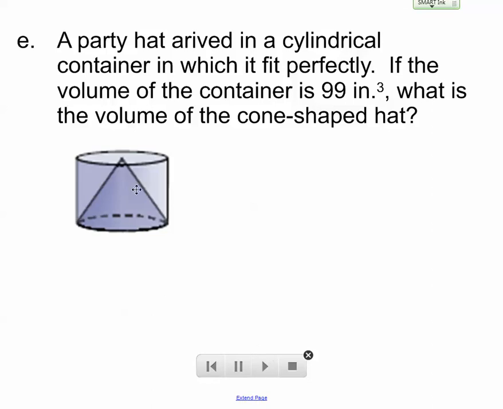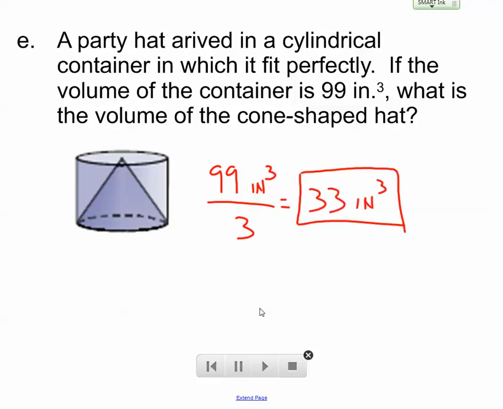Well, the volume of the cone-shaped hat is 1/3 of the volume of the whole pyramid. So we should just be able to take the volume of the whole, I'm sorry, I said pyramid, I meant prism. The volume of the whole prism divided by 3 is the volume of the hat, 33 cubic inches. So we've been finding volume of prisms and cylinders now for a while. Area of the base times the height. And for a pyramid or a cone, you just divide it by 3.